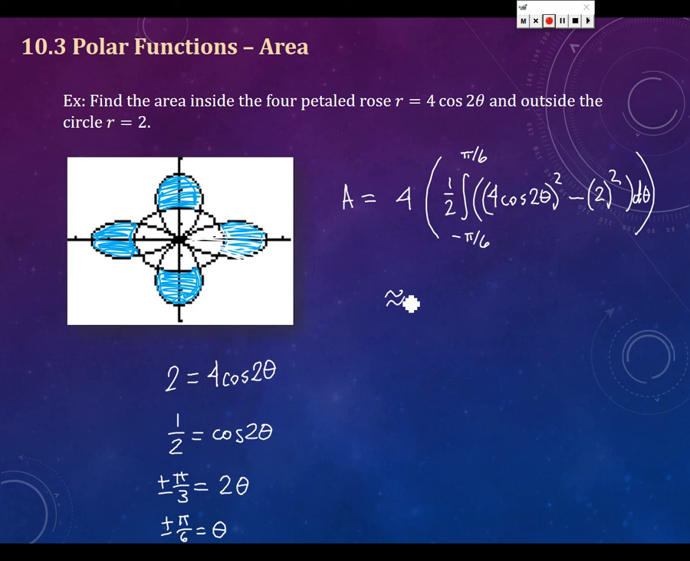8 times the integral. That's what you're saying. Yeah. Right. Is that what you said? Right. Absolutely.